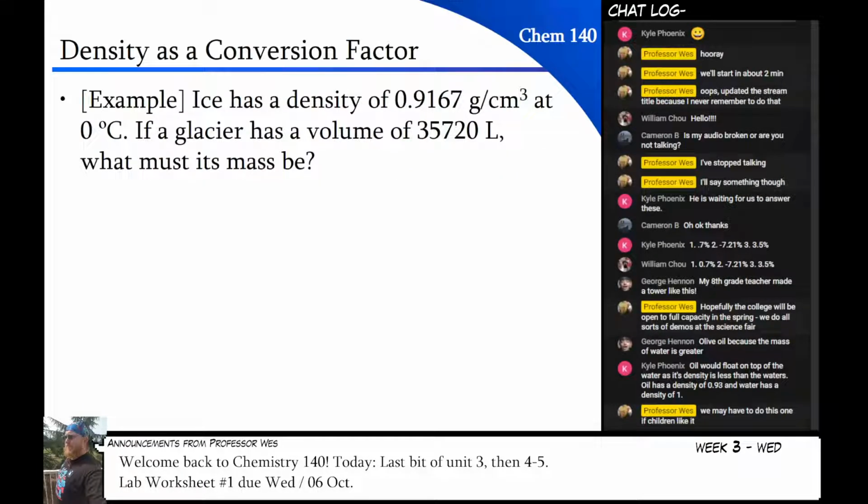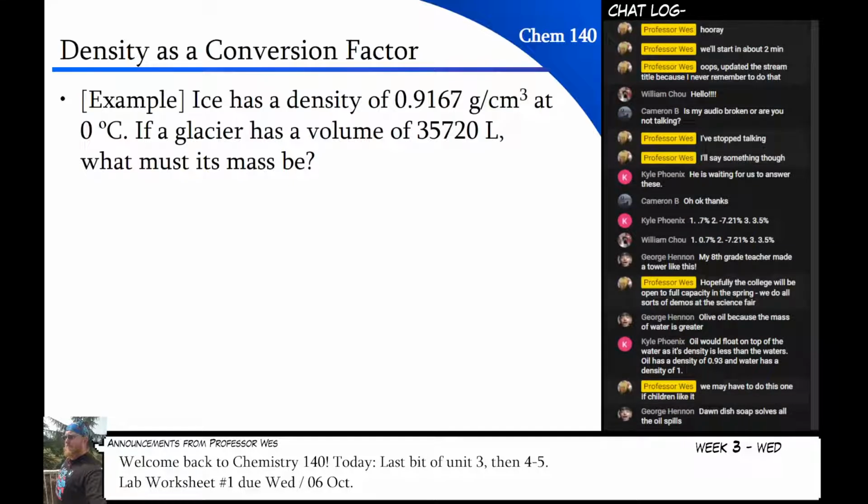All right. Let's do some more examples here with density before we take our break. Now, using the density formula, I have constructed a problem that has a mess of units here. So this is the density of ice. Ice has a density of 0.9167 grams per cubic centimeter at 0 degrees Celsius. Now, you don't need to worry about the temperature. It's just that's when ice forms, right? If a glacier has this volume, how much mass will it have?